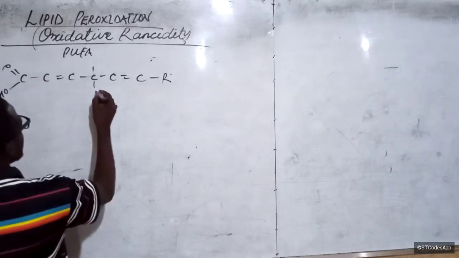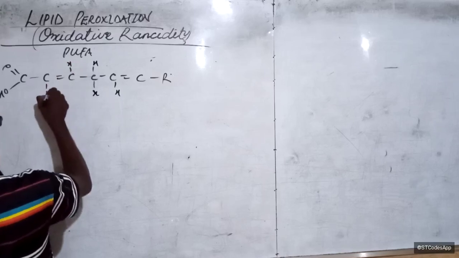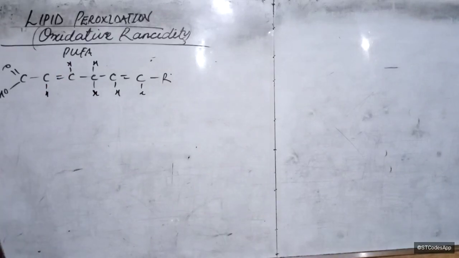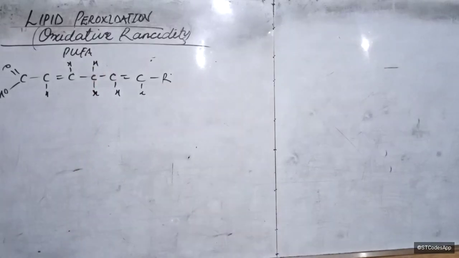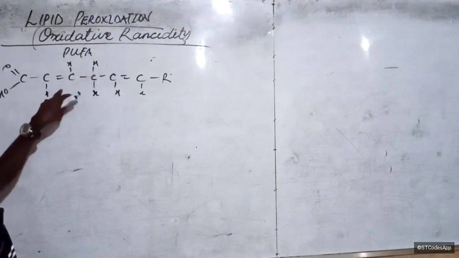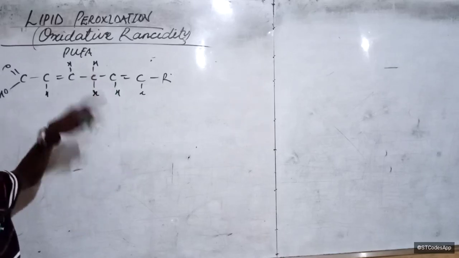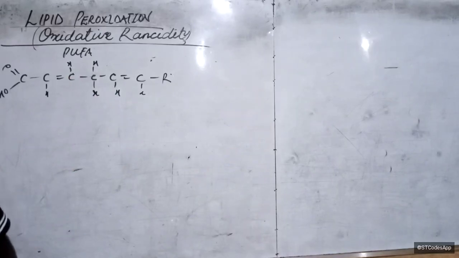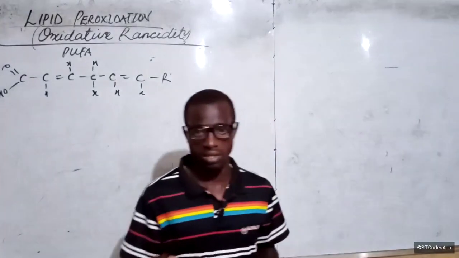Now our main focus is on this carbon here. This carbon is what we call a methyl bridge. A methyl bridge is when you have a CH2 in between two double bonds, so when two double bonds are surrounding a CH2 group. One thing that is very peculiar to this methyl bridge is that it is acidic. We're going to get into understanding what that means in a jiffy.